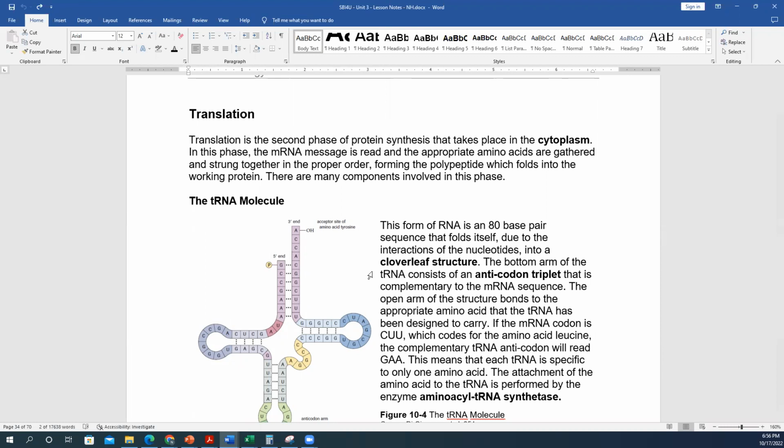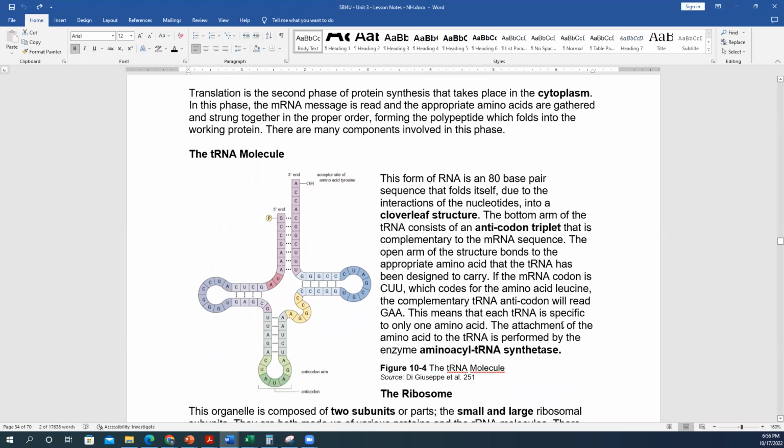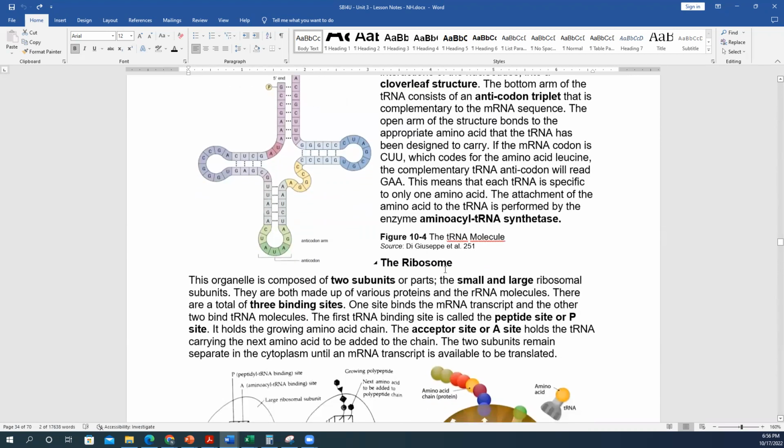Here, that mRNA message is read, and the appropriate amino acids are put together and strung in the proper order, forming that polypeptide chain, which folds together and makes that working protein. And there's lots of components involved in translation. One of the important ones is the tRNA molecule, and the other one is the ribosome.